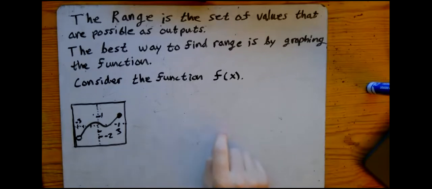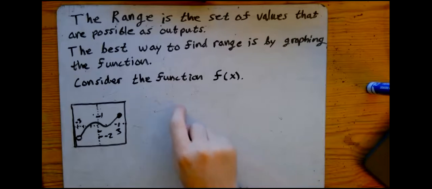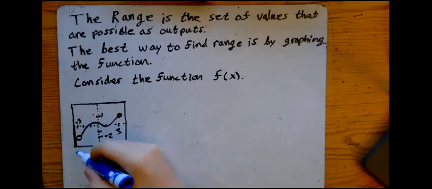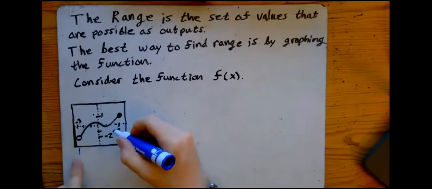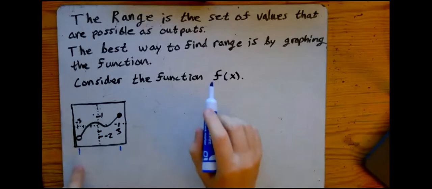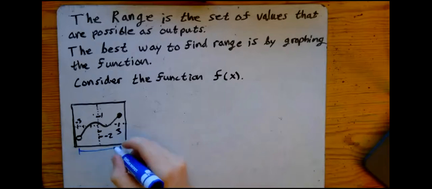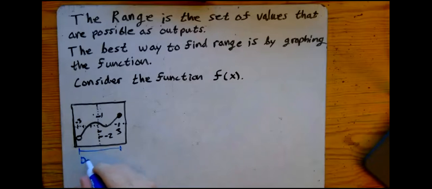Now, remember that the x values on a graph represent inputs. So, first, let's talk about its domain. The domain represents the possible inputs, which remember are x values. So this region here from negative 3 to 3, this is our domain. We're going from negative 3 out to 3.